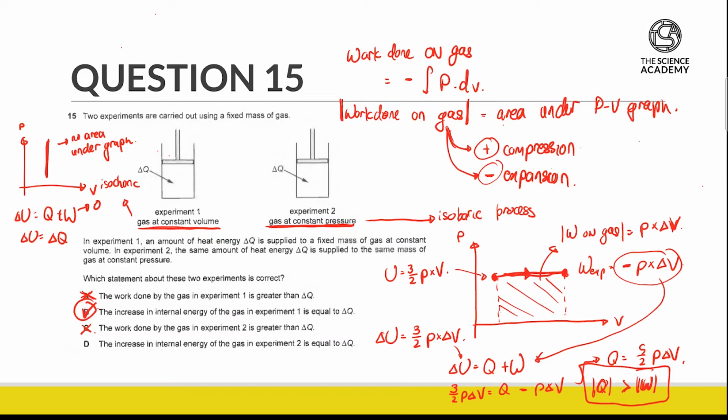Finally, the increase in internal energy of the gas in experiment 2 is equal to delta Q. This is also going to be incorrect because we also know that delta U is going to be equal to W plus delta Q. So the W also has a contribution, so it's not going to be equal to delta Q alone. So D is also false. Therefore, our answer is B.